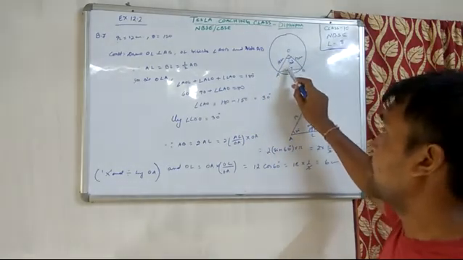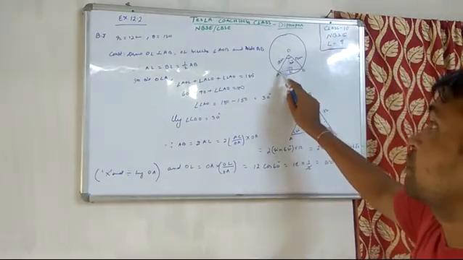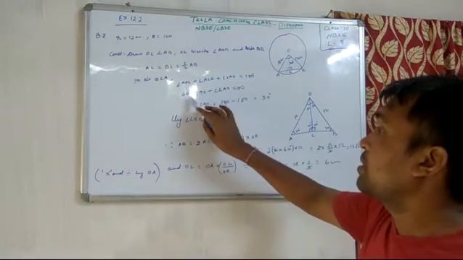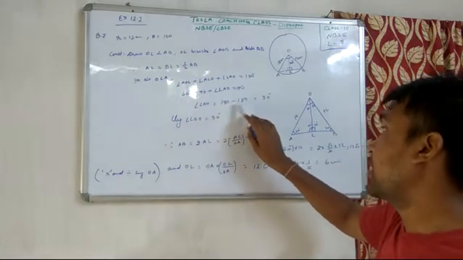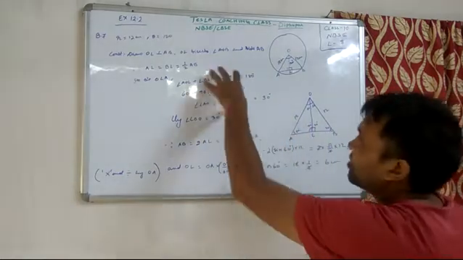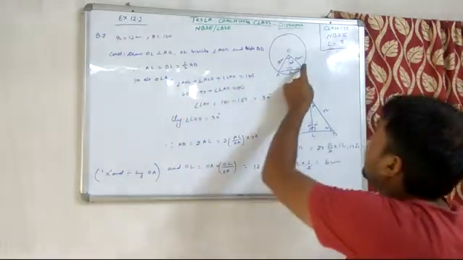OLA is 90 degrees because it is perpendicular, and this angle LAO we are going to find out. So we have added it up. How much does it come to? It comes to 150. 180 minus 150, how much is it? 30 degrees.